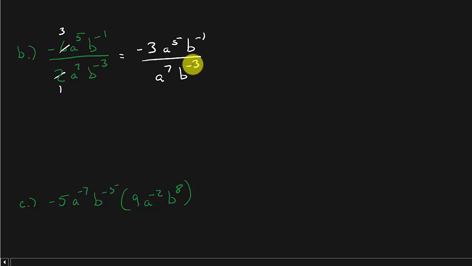All right. So 2 goes into 6 3 times. I simplified that and rewrote the rest of the problem. Now let's do the rules of exponents. So remember, when you have like bases, you subtract exponents.